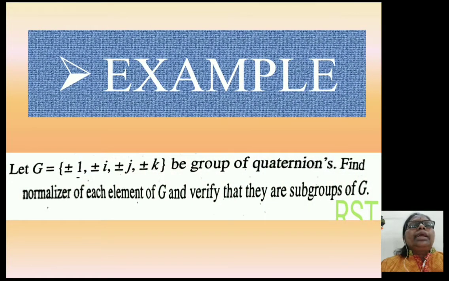Let us consider one example. Let G equal to the set plus minus 1, plus minus i, plus minus j, plus minus k be the group of quaternions. Find the normalizer of each element of G and verify that they are subgroups of G. We have to find the normalizer of each element of G and verify that they are subgroups of G.